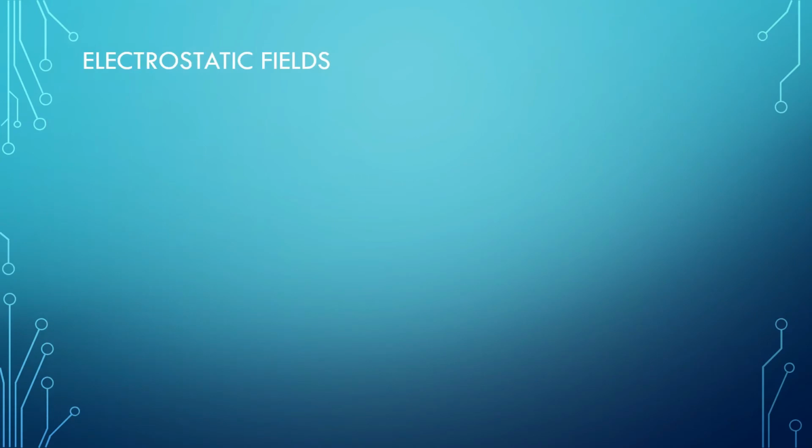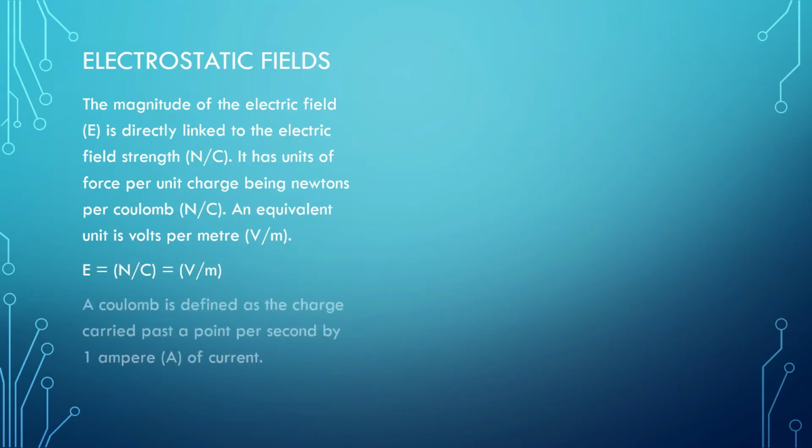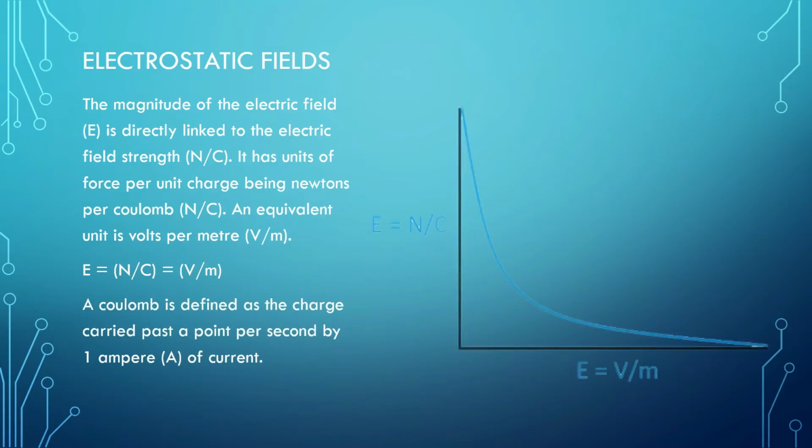Electrostatic charges have electrostatic fields. The magnitude of an electric field is directly linked to the electric field strength. It has a force per unit charge being newtons per coulomb. An equivalent unit is volts per meter. As we can see, energy equals newtons per coulomb, which also equals volts per meter. A coulomb is defined as the charge carried past a point per second by 1 ampere of current. We can see this in the diagram to the right.